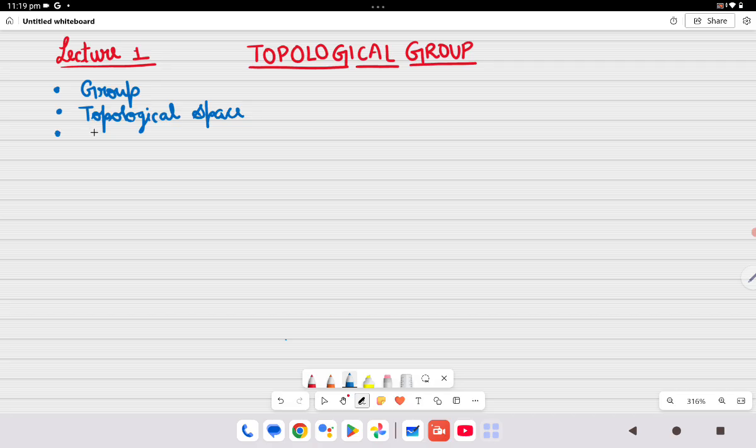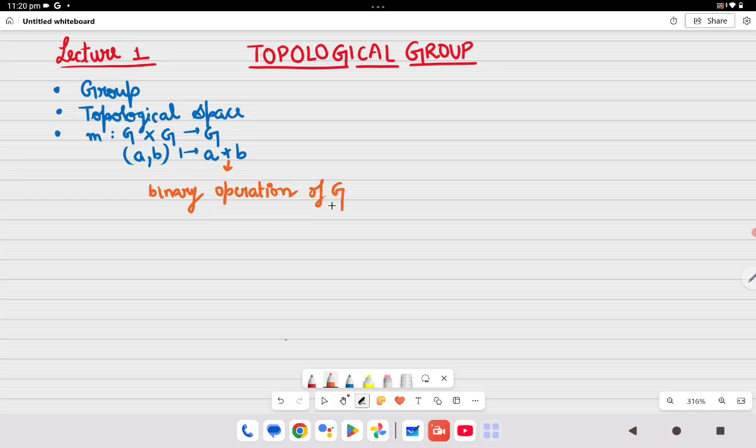So for the compatibility, we take this multiplication map from G cross G to G, where (A, B) is mapped to A star B. Now what is this star? This star is the operation with respect to which the set is a group. Okay, so we can say it is simply the binary operation of the group G.